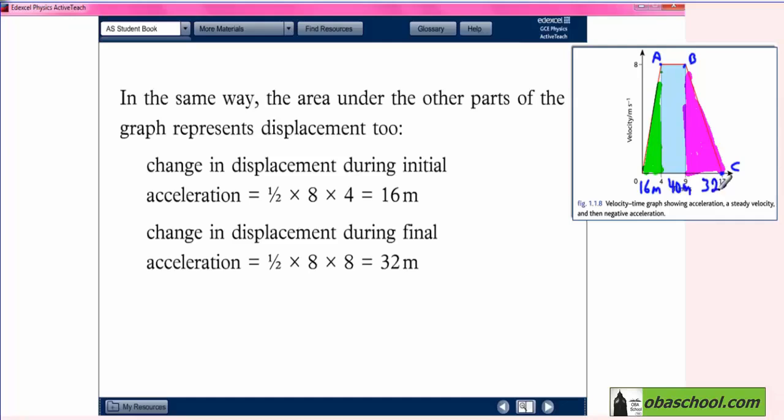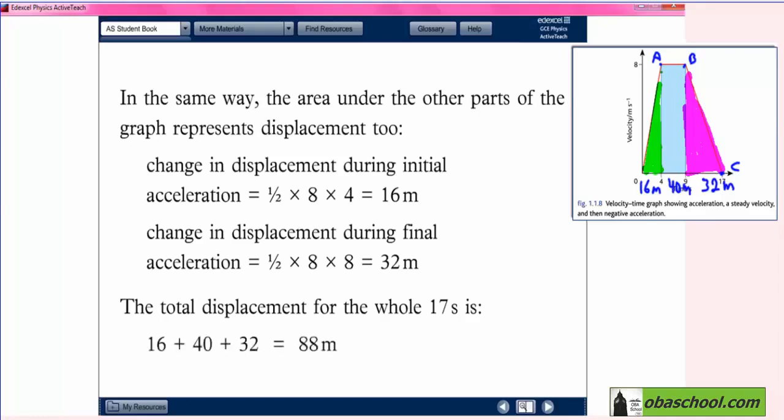Now if we want to get the total displacement, all we have to do is add up all the displacement that the object has taken at each part. The first part is 60 meters, the second part is 40 meters, and the third part is 32 meters. If we add them up, we get 88 meters. And these are the most important information that we can get from velocity time graphs.